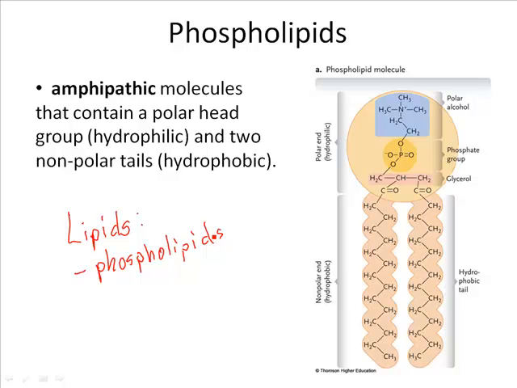It has very different character, located all within a single molecule. It has both hydrophilic and hydrophobic character. We call this property amphipathic. So molecules that are amphipathic have both polar and non-polar groups.